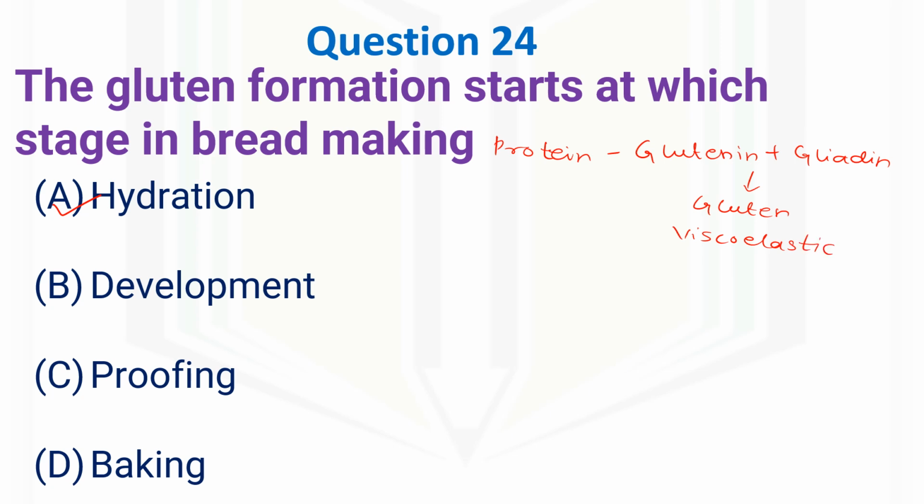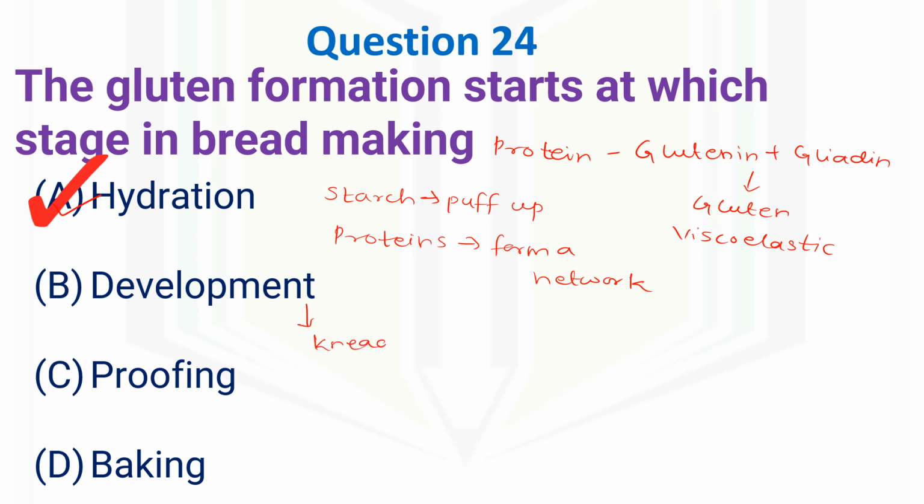So hydration is important because after hydration, the starch molecules will puff up and proteins will form a network. So during the hydration stage, the gluten will start developing. It will develop properly during the development stage, where the kneading or mixing is done. Kneading or mixing, it will develop fully. Gluten develops.